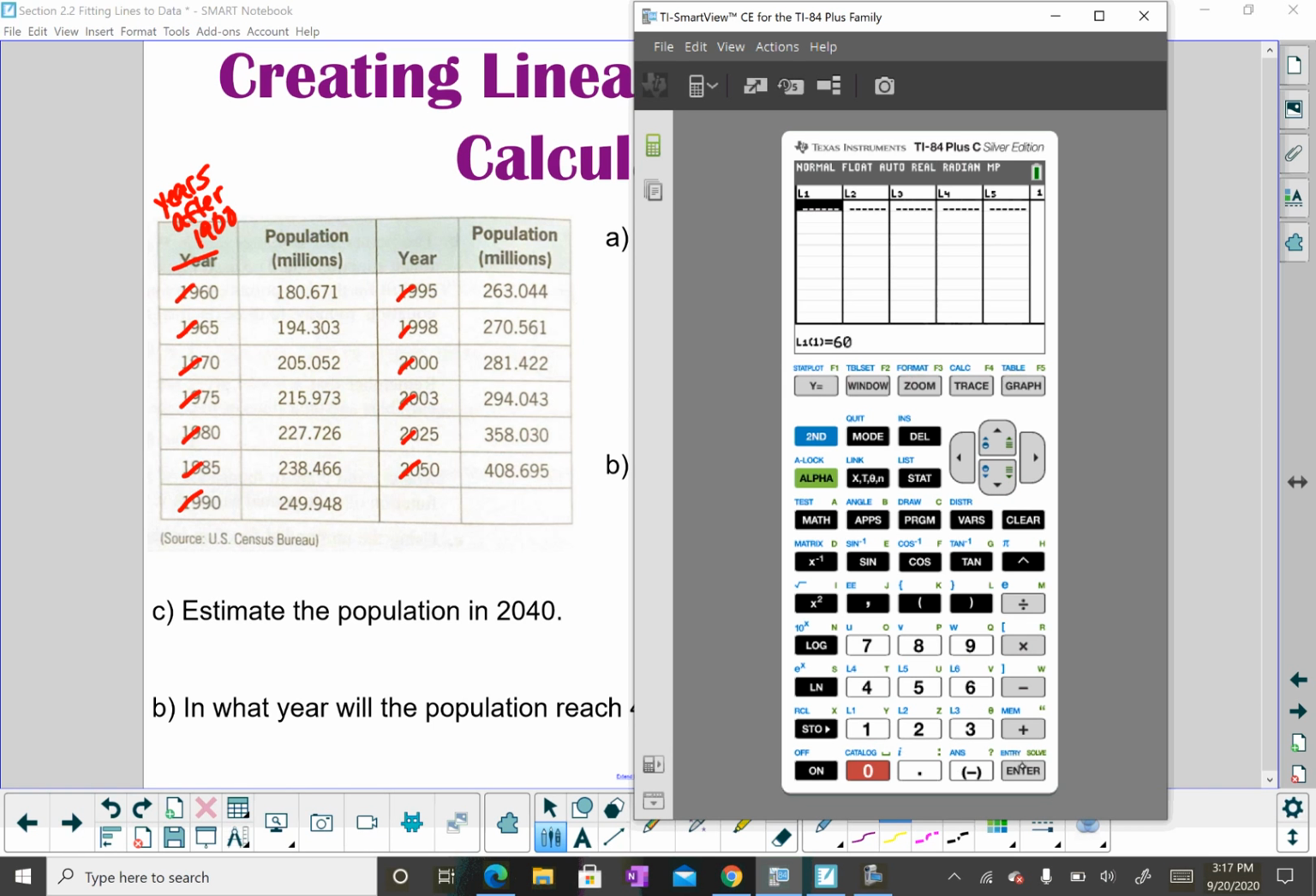So 60, 65, 70, 75, 80, 85, 90, 95, 98. 2000 will actually be 100. 2003 will be 103. 2025 will be 125, 125 years after 1900, and 2050 will be 150. My L2s are all those populations.